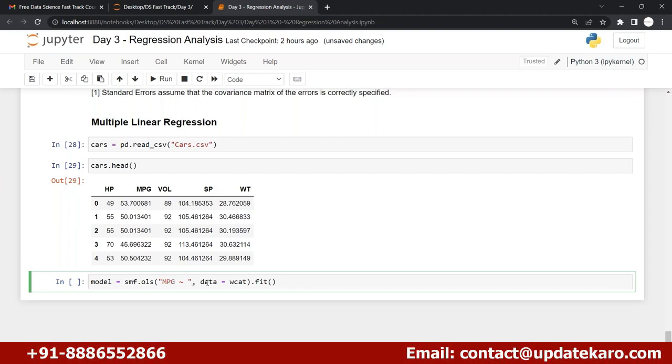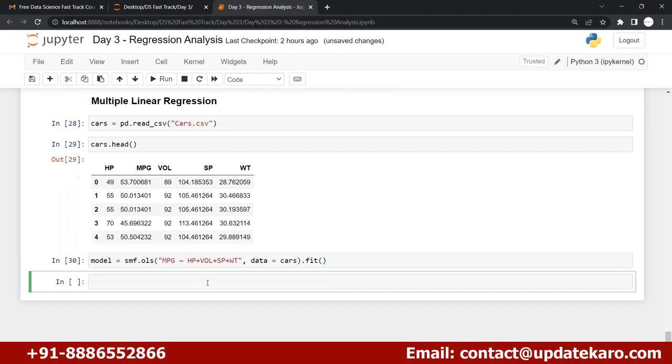Let's go ahead and use all the remaining columns of the data over here. As we know, hp is there, plus volume is there, plus speed is there, plus weight is there, right? And my data is going to be, not the WCAT, it is going to be the cars, right? After this, let's run this. Here you can see my model is complete.